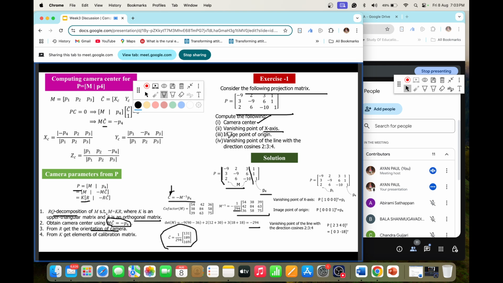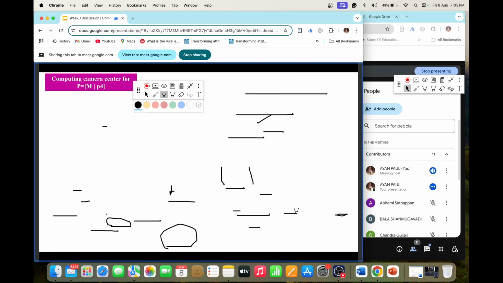Now what is the image of the origin? Image of the origin is nothing but this, okay? 1 1 1, that is p4. Okay, so this p4 is the image point of the origin. I have already told you this is the property, okay?